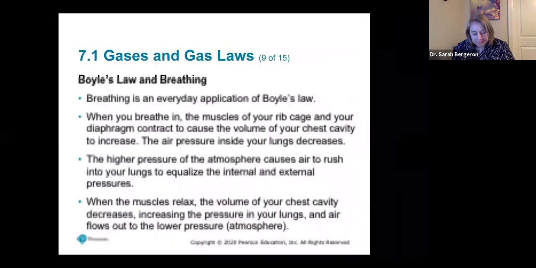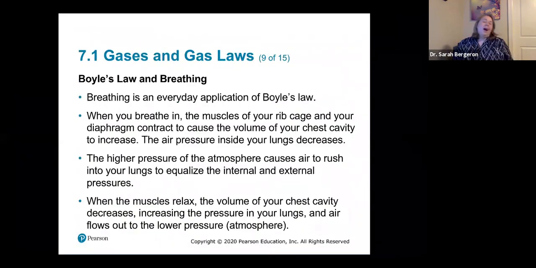Okay. So there's a practical application for Boyle's Law, and that's breathing. Every time you breathe in, your muscles inside your rib cage and your diaphragm all contract. And that causes the volume inside of your chest cavity to actually increase. And so the air pressure inside of your lungs, because we have increased our volume in our chest cavity, right?